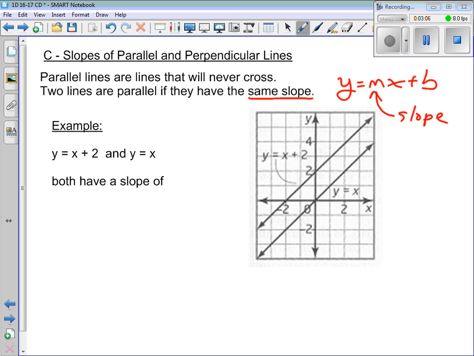Yeah, so this has a slope of 1. And, of course, same thing with y equals x. It also has a slope of 1. So both of these have a slope of 1. If they have the same slope, they are going to be parallel. And from the picture, you can see that these two lines, if we extend them on, they're going to stay the same distance apart. They're going to go on forever and ever. They're never going to cross. They're never going to get any closer together. So parallel lines are pretty easy.